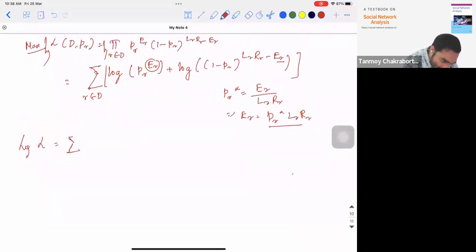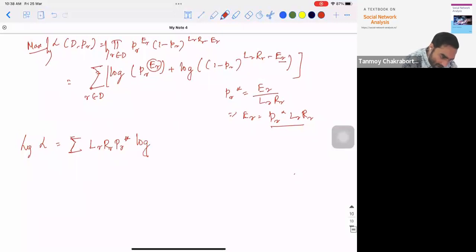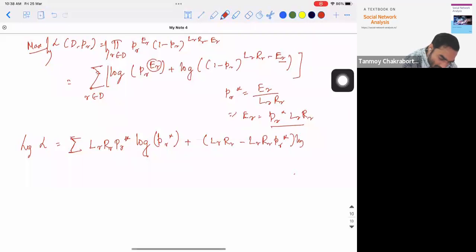Okay, because it's a power, it will come down. So this is LR RR PR star log of PR star, plus LR RR minus LR RR PR star, log of 1 minus PR star. Okay.